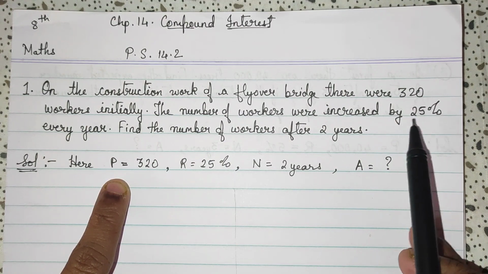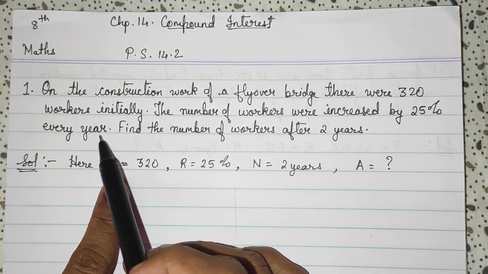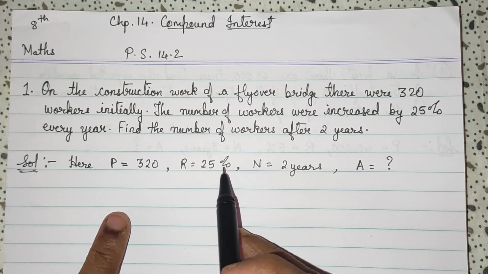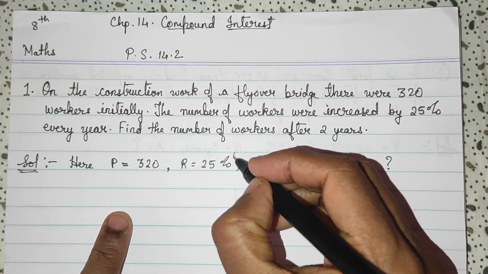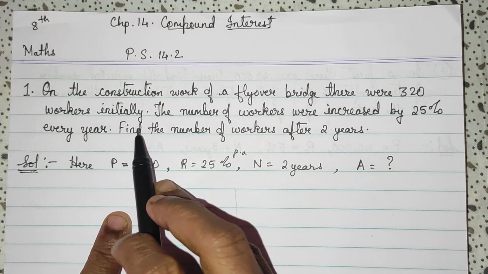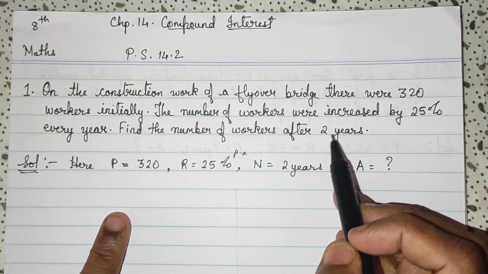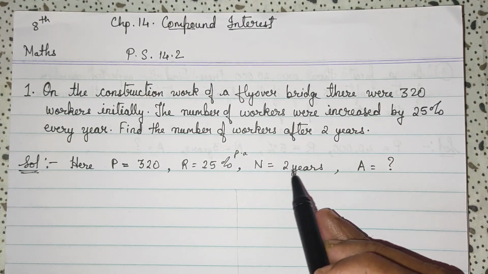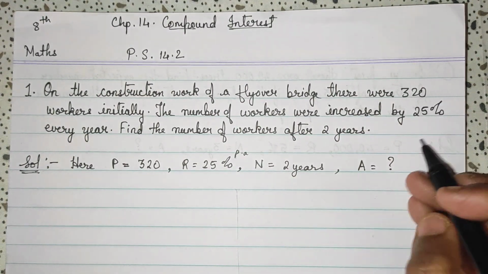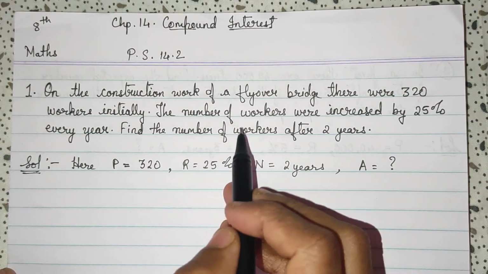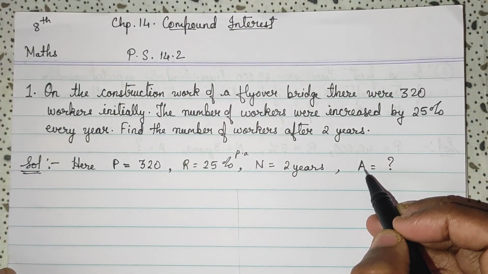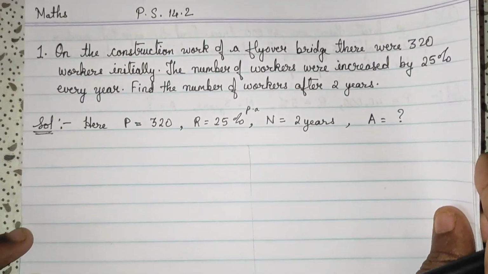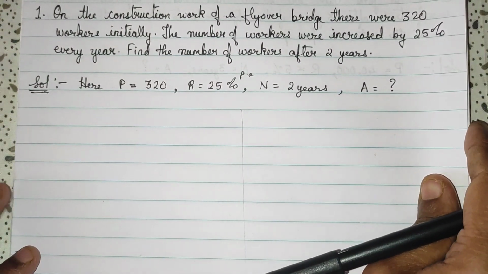Workers were increased by 25% every year. So this 25% is a rate of interest, 25% per annum. Then find the number of workers after 2 years. So this 2 years is our number of years, that means time period. So we have to find the number of workers, means amount. They are asking total number of workers. So let's see how to solve.